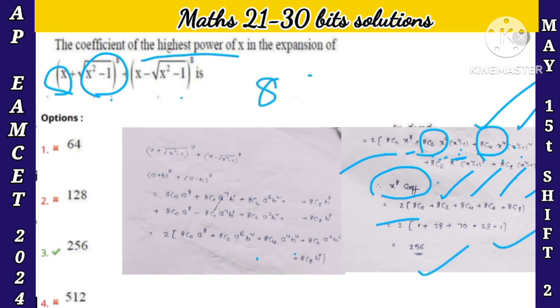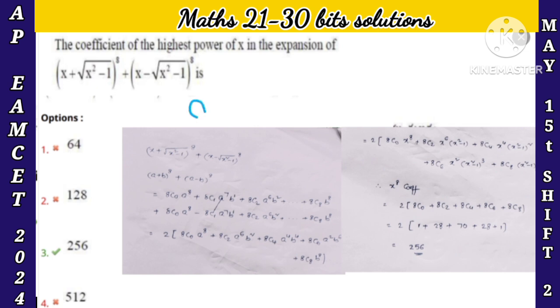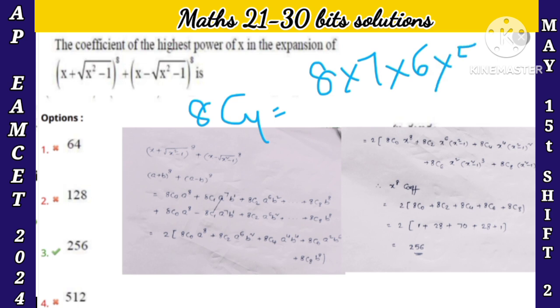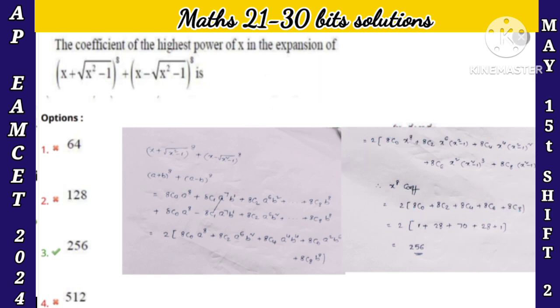How to find the 8C2 value? 8C2 is equal to 8 into 7 by 2 into 1, that is 28. And how to find the 8C4 value? 8C4 is equal to 8 into 7 into 6 into 5 by 4 into 3 into 2 into 1. The 3 twos are 6, it is cancelled, and two times 10 plus... that gives 70. 8C8 is equal to 1, 8C0 is equal to 1. So directly you can find the values and add them, and the answer will be 256. That is nothing but the third option. Very easy question. Actually this is easy but concept oriented. If you know the concept, you can solve the sum.